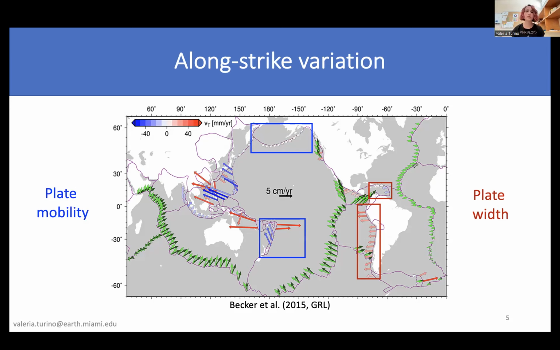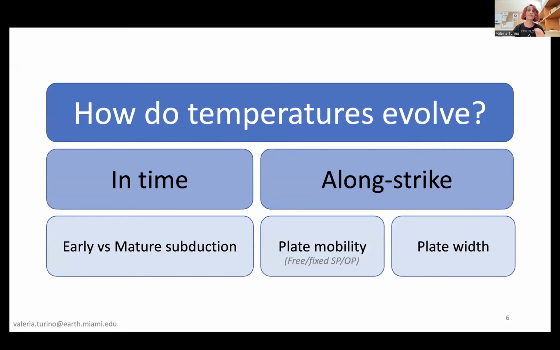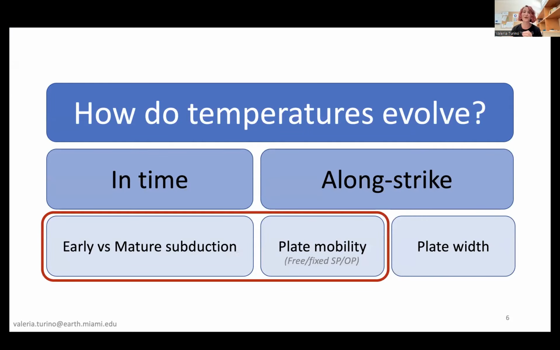One of the ways in which in the models we can control trench motion is through plate mobility. So these are the two main things that we look at in terms of along strike variation. For the rest of the talk, I'm actually just going to talk about the plate mobility case for the along strike variation and how it evolves in time. What we find in the results is that basically, regardless of plate mobility and plate width, the temperatures vary in the same way. So I'm just going to present one of these two things right now.